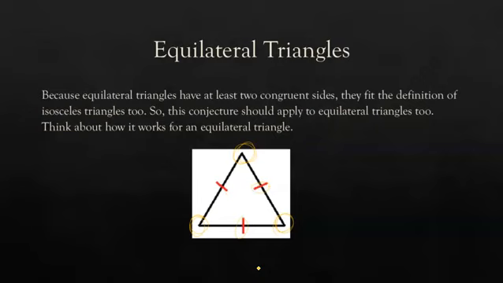In other words, in an equilateral triangle with three equal sides, you will have three equal angles. Knowing that a triangle is 180 degrees, what would each angle be in any equilateral triangle? I hope you said 60 degrees. That's right.